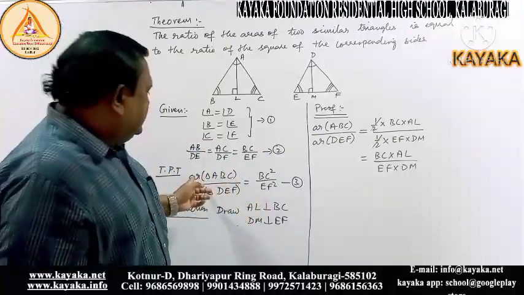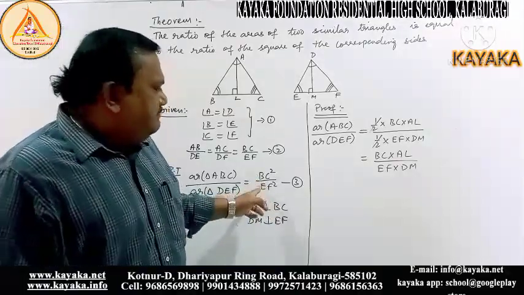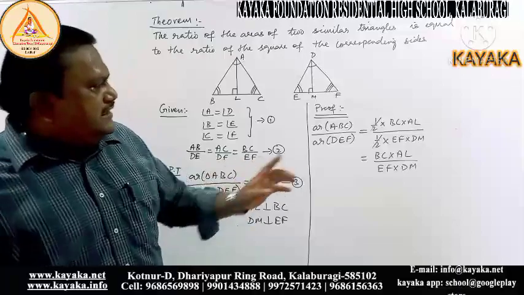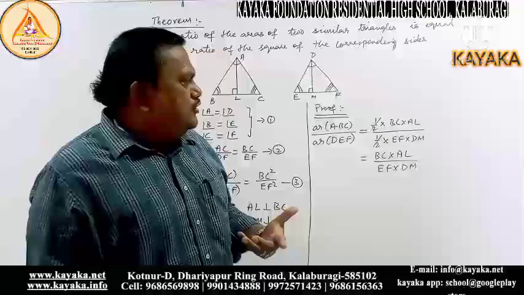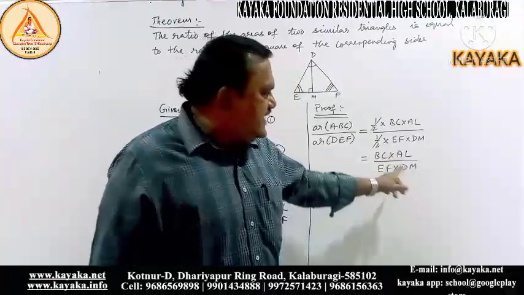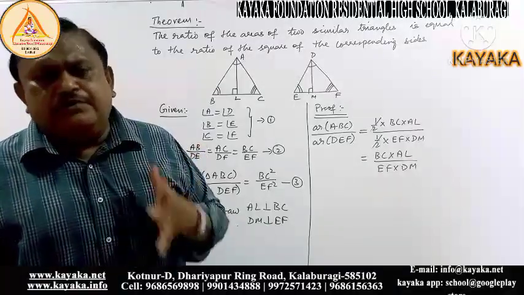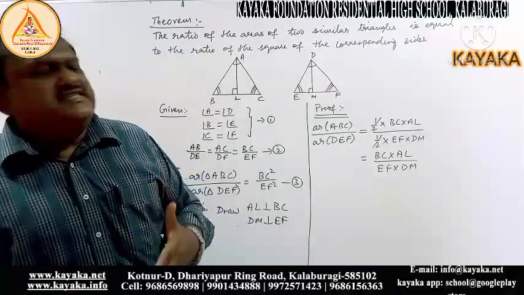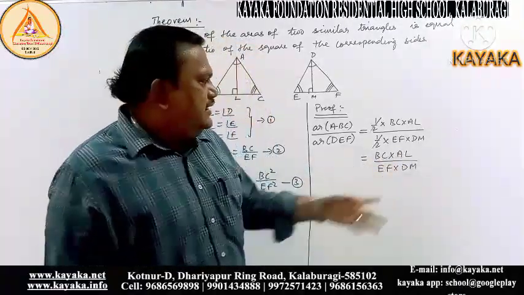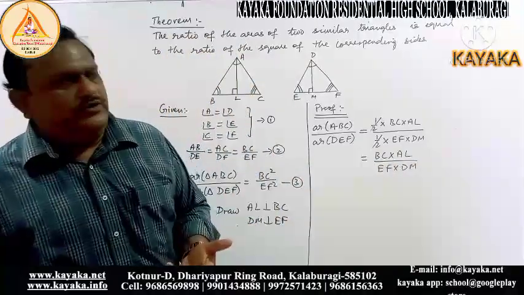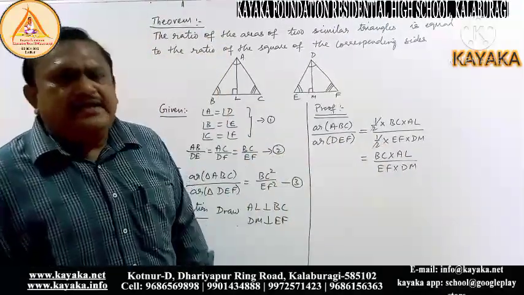How can we check? See here, area of triangle ABC divided by area of triangle DEF will be equal to BC square divided by EF square. Here you can see we got BC by EF. Now what do we have to prove next? We have to prove that this AL by DM equal to BC by EF. If you prove that AL by DM equal to BC by EF, then we can write this as BC into BC, you will get BC square, EF into EF, you will get EF square. Okay, next step, what we have to prove is this AL by DM must be equal to BC by EF.